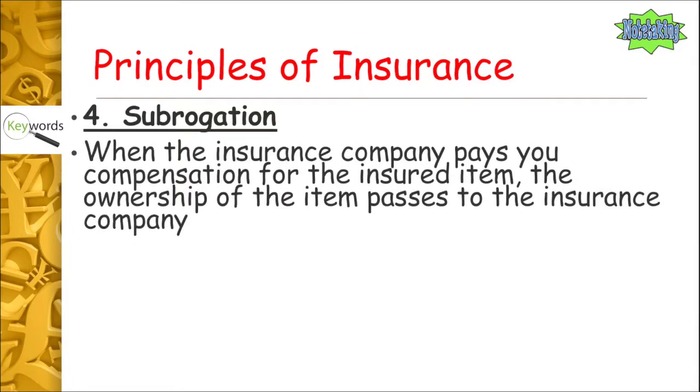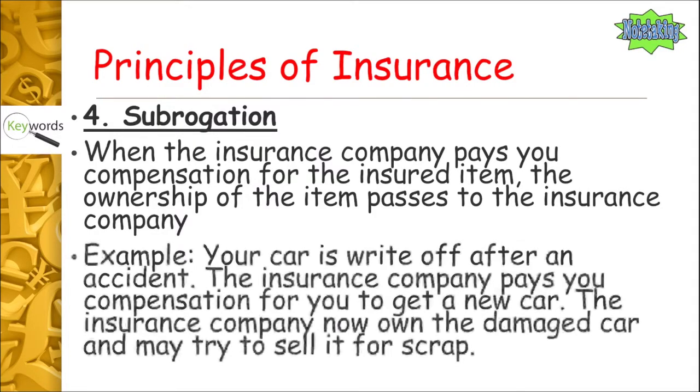The fourth one we're going to look at now is subrogation. Subrogation is when the insurance company pays you compensation for the insured item and the ownership of the item passes to the insurance company. The compensation is basically the payment you get from the insurance company when you've suffered a loss. So when you've got that payment, whatever was lost, damaged or stolen is now the property of the insurance company, so they can try and get some money back off it.